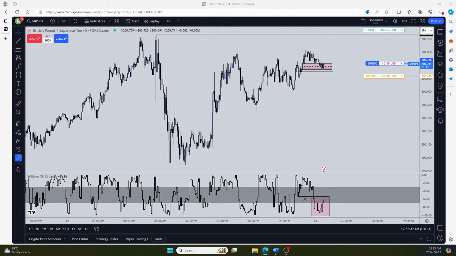This is the highest time frame I'll ever trade, the 5-minute chart. I really only trade 15-second charts, 30-second charts, and 1-minute charts.